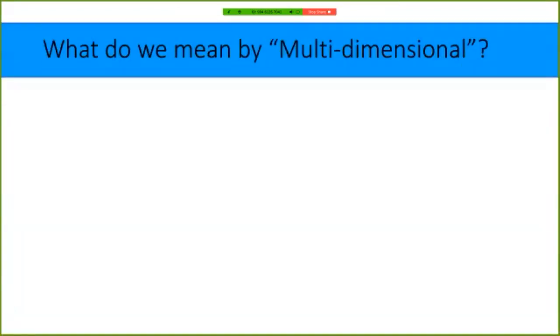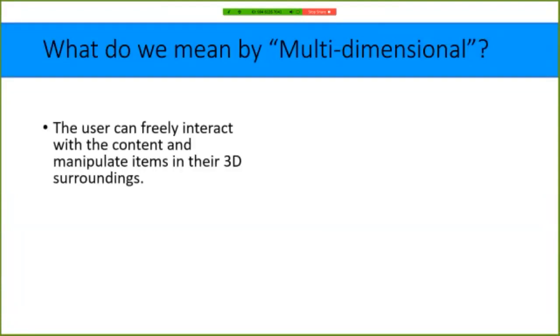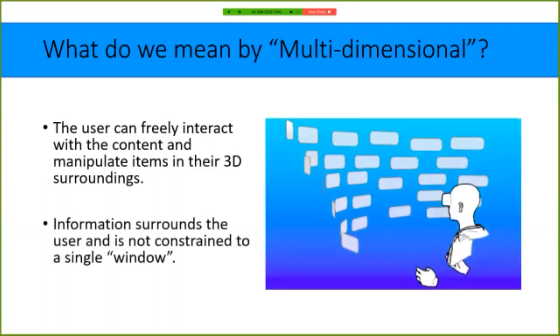So first of all, what do we mean by multidimensional? Now, there's two areas that I'd like to address. First of all, we want the user to be able to freely interact with the content and manipulate items in their surroundings. And second of all, we want the information to be all around the user, as you can see in the diagram on the right here. And what's really important is that it's definitely not constrained into a single particular window. And what I mean by this is results can be just dotted around the user, but they're not stuck in one 2D square box altogether.